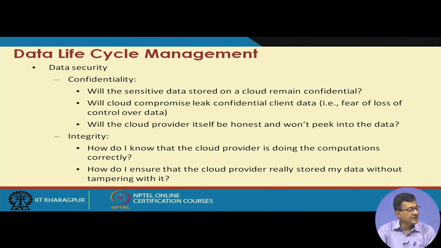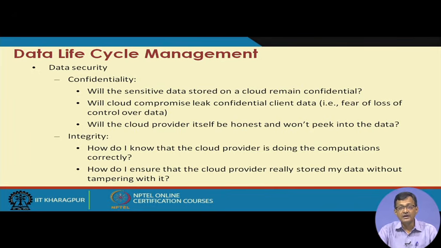Data lifecycle management. We need to look at that overall data lifecycle. One is confidentiality. Will the sensitive data stored on the cloud remain confidential? That is one major challenge. Will a cloud compromise leak confidential client data? There is a fear of loss of control over the data. So, that is another problem.